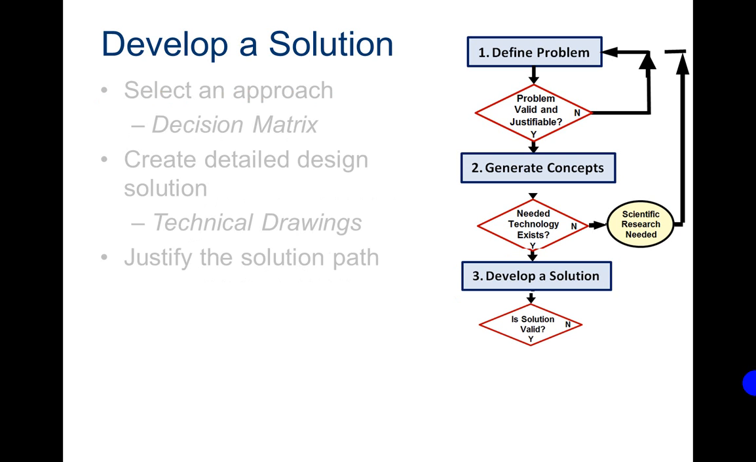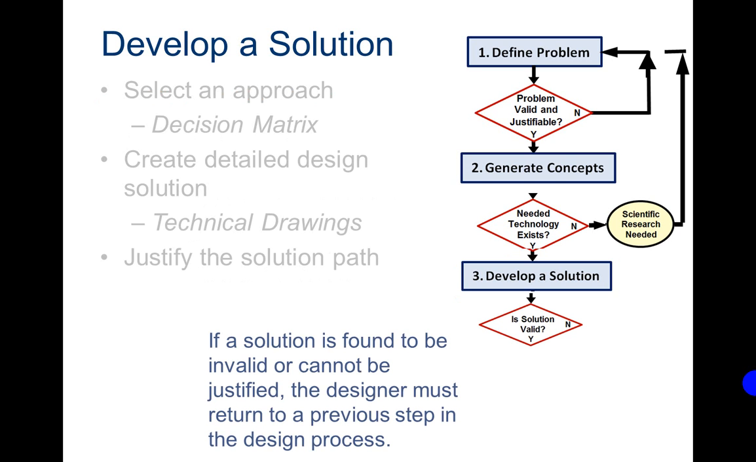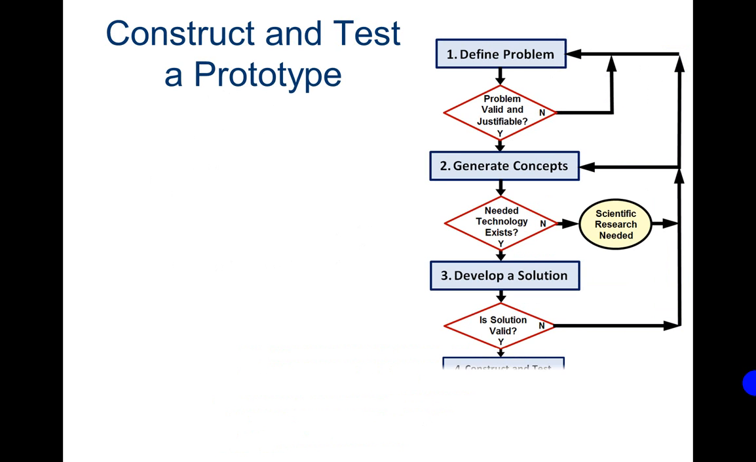So now, is the solution valid? Yes or no? If the solution is found to be invalid or cannot be justified, the designer must return to a previous step in the design process. If it is valid, you'll move on to the next step, construct and test a prototype.